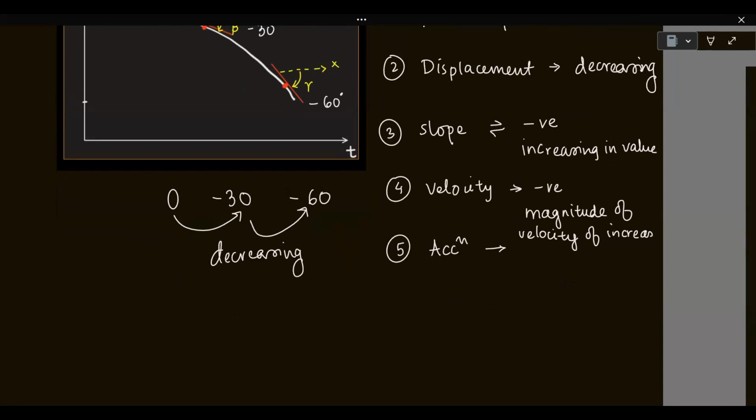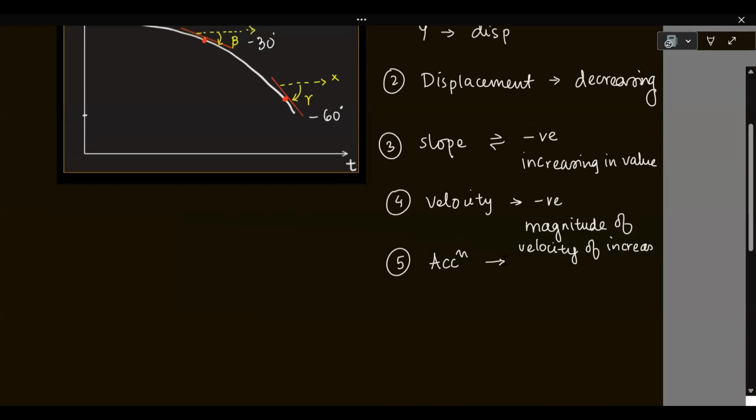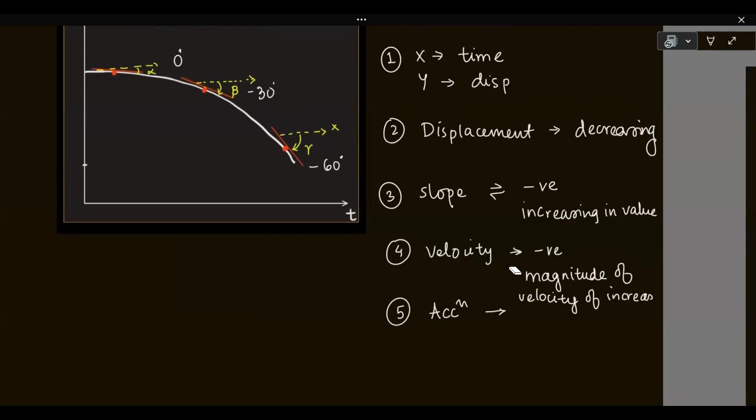Should you say it is decreasing? Velocity is decreasing. That's very bad. You should not say velocity is decreasing. You should say the magnitude of velocity is increasing. That would be correct. It is negative, which means the car is speeding up in the opposite direction to the chosen direction, but it is speeding up. So you should say magnitude of velocity is increasing.